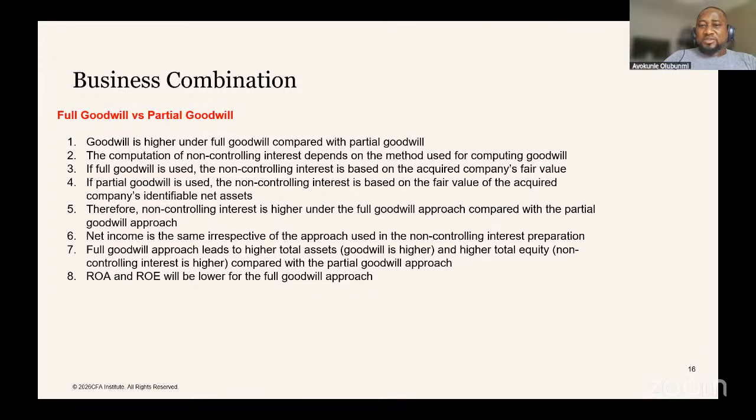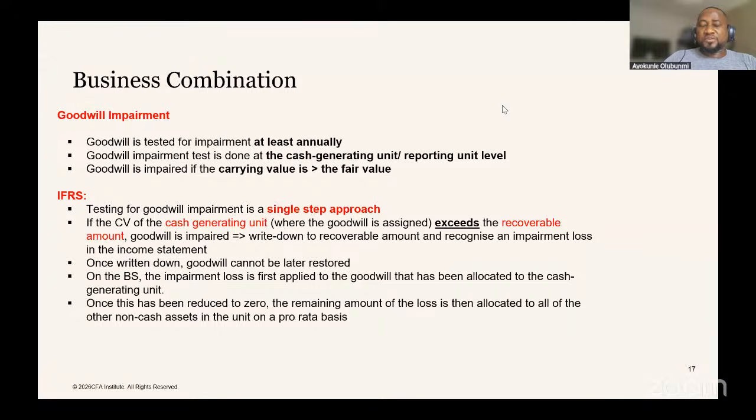Right. So, okay. You said I should take the full goodwill and the partial goodwill approach. For NCI, non-controlling interest. Okay, fantastic. So now let's put examples to it.